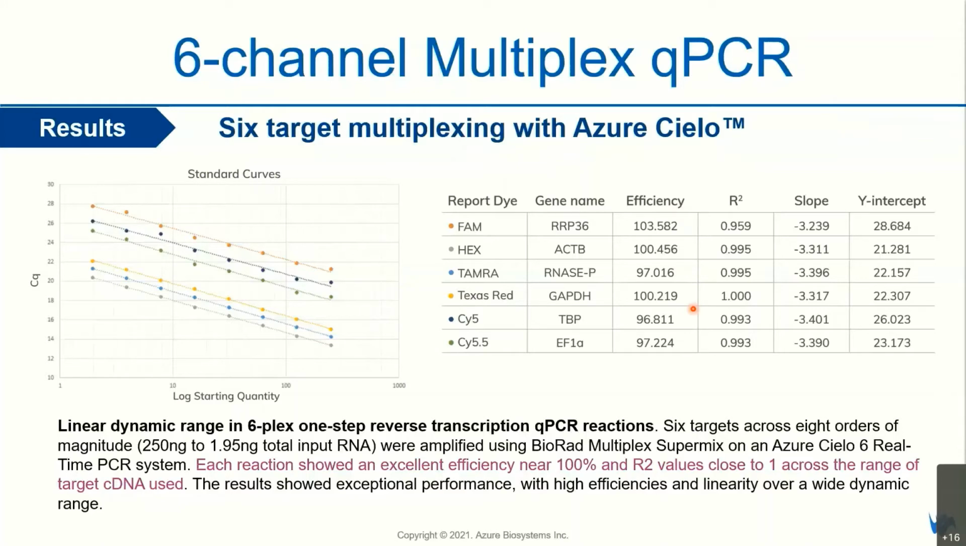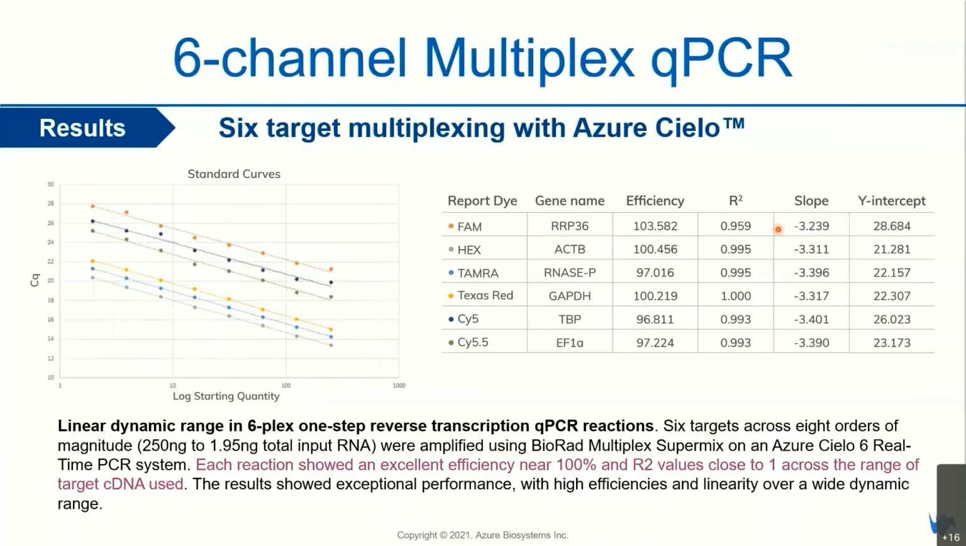100% means your qPCR efficiency is very good, as expected, with a 2-fold increment at every single cycle. This is how we calculate the qPCR efficiency based on the standard curves and the target signal amplification per cycle. So the efficiencies are good. The R-square values are very close to 1 across the range of the target cDNA used.